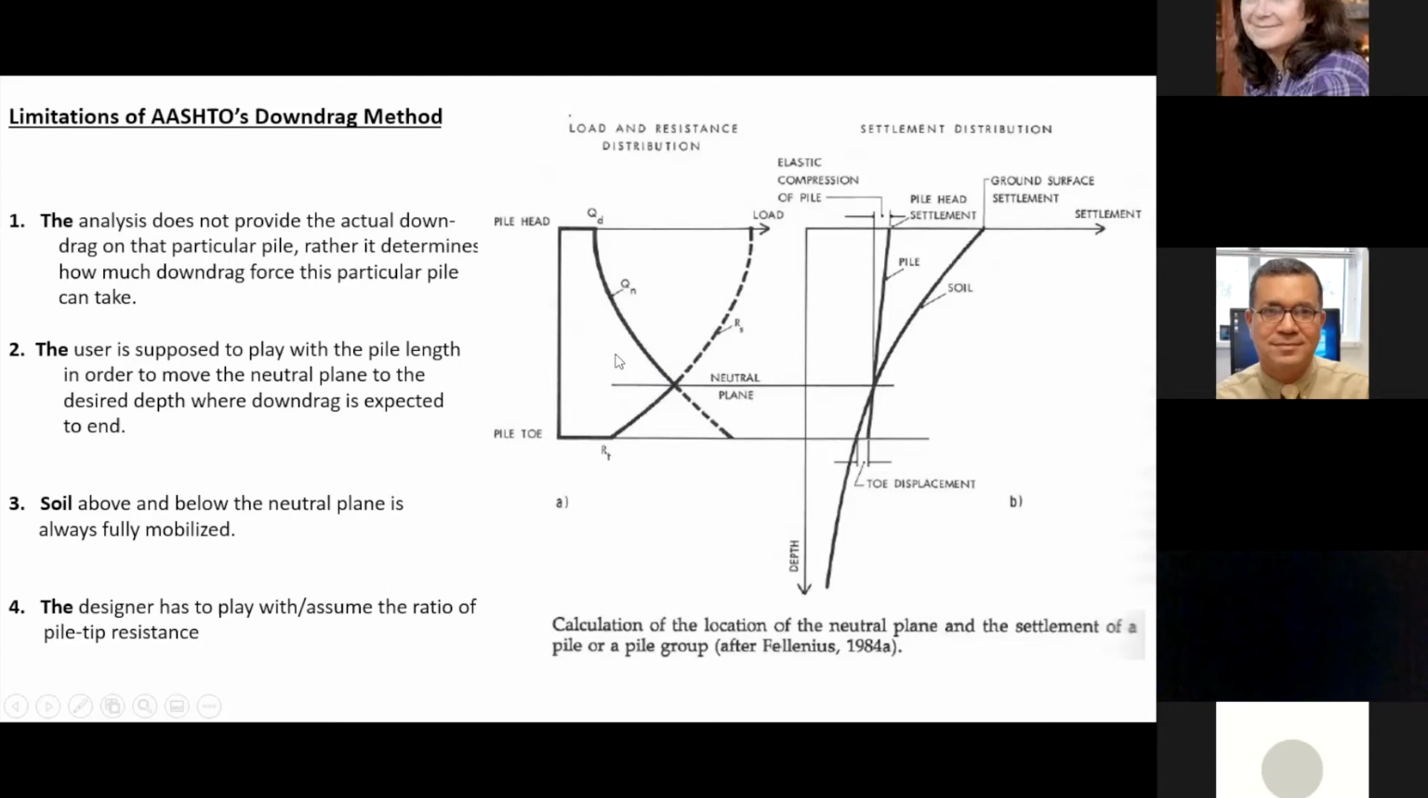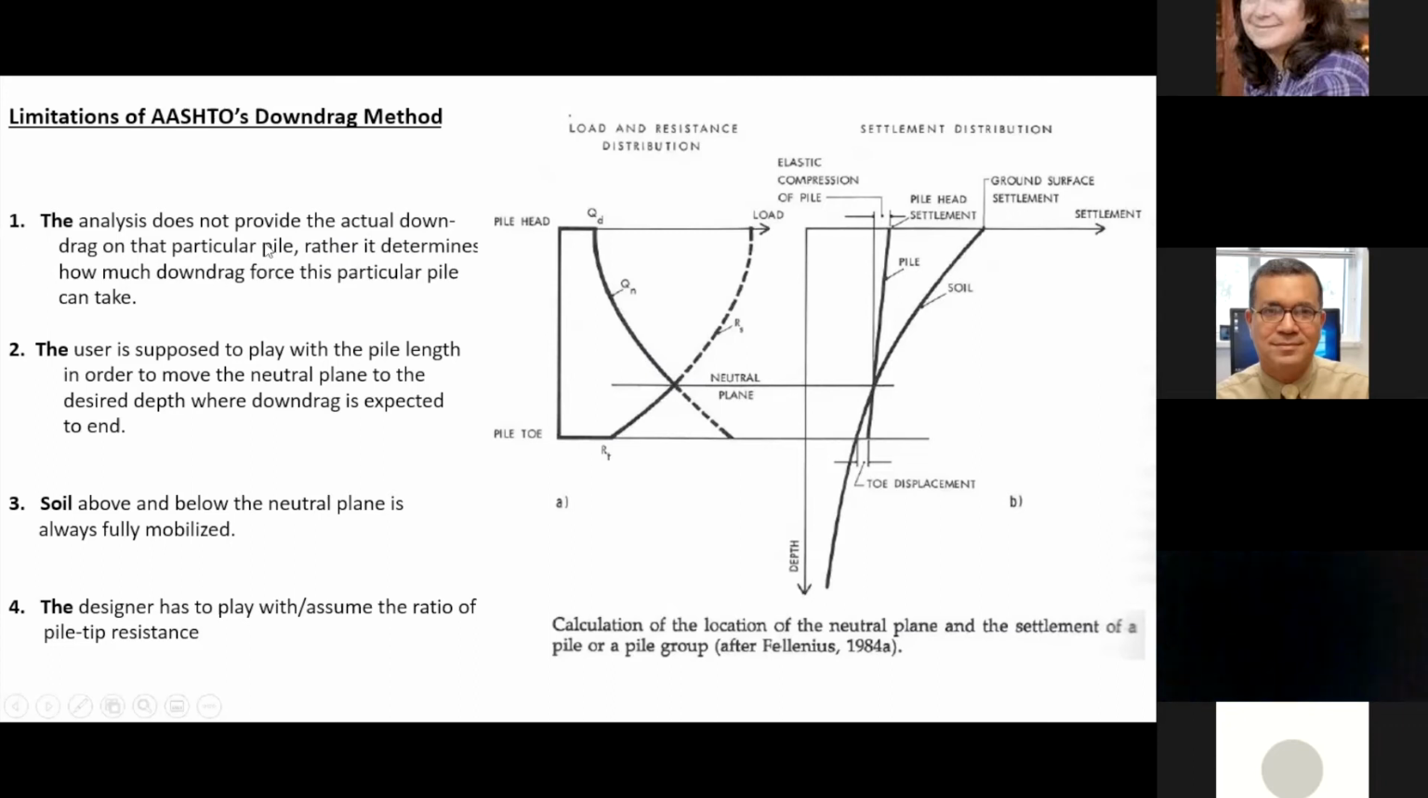It looks very nice. There's no problem with that. But in fact, we have some limitations here. Limitation number one that you can see here is that the analysis that we perform right now is not the actual problem. It's not the realistic one. It represents the ultimate situation. The same as if I tell you this pile can take 200 kips, but in reality you are just putting 100 kips. So how much is the settlement in this case?